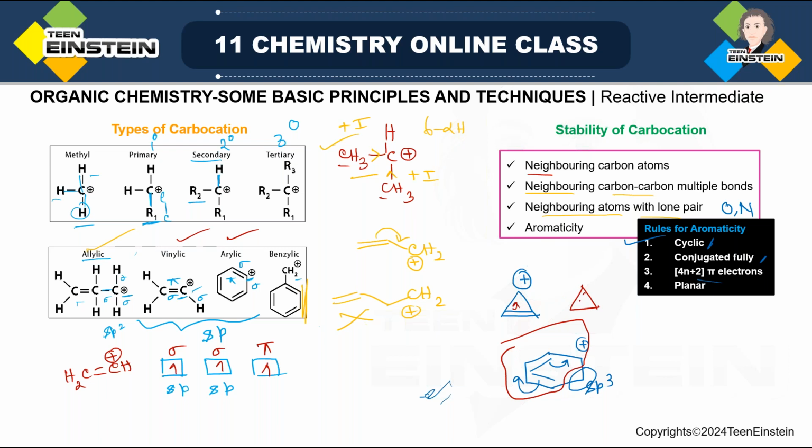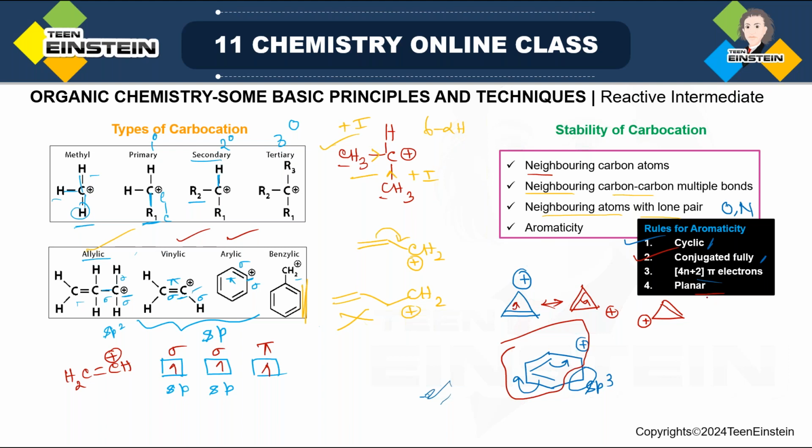Full conjugation is possible in this example. So when you have the CC double bond here, the positive charge is here. You can also draw some other resonance structures. Positive charge is here. So 3 resonance structures are possible. So the full conjugation factor is also fulfilled. It is planar. And 4n plus 2 pi electrons.